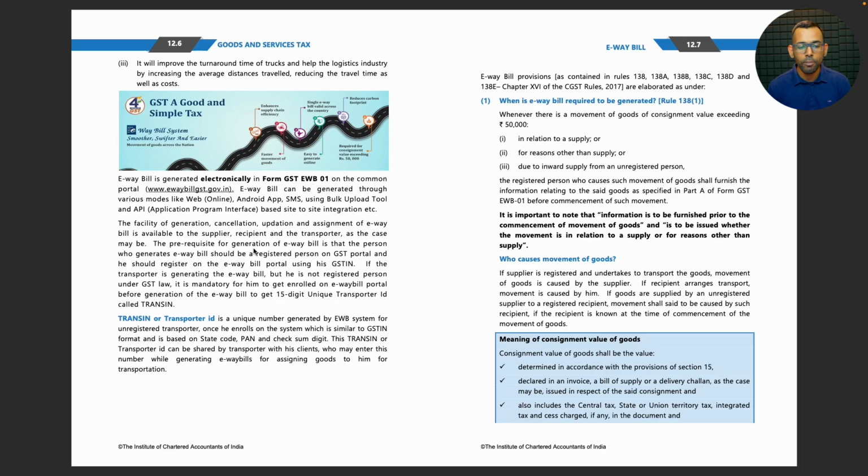The prerequisite for generation of e-waybill is that the person who generates e-waybill should be a registered person on the GST portal. So unregistered persons cannot generate e-waybill. So this is a prerequisite. Okay. And he should register on the e-waybill portal using GSTIN. His GST unique number will be there, isn't it? So with that only they can generate e-waybill.